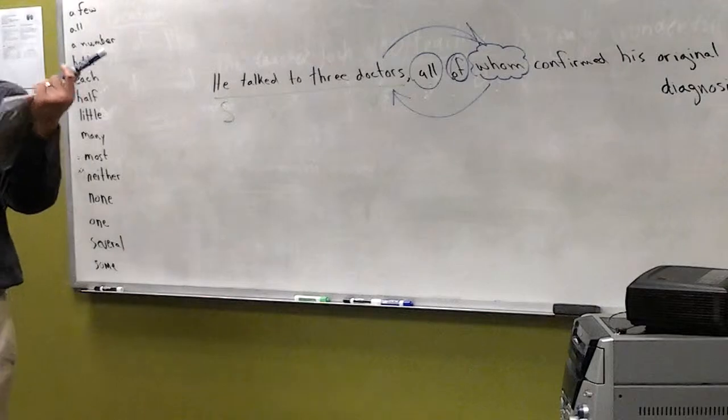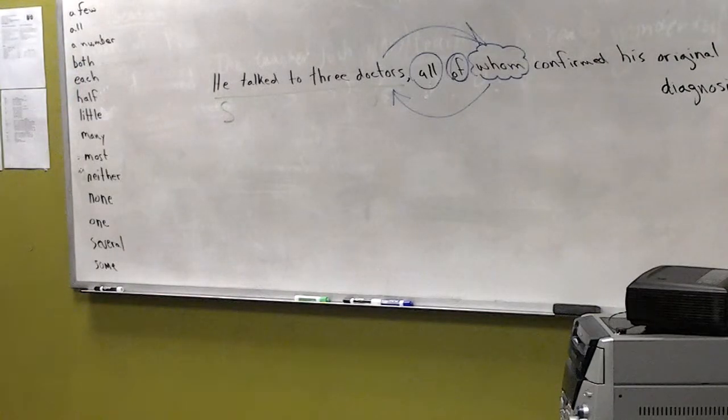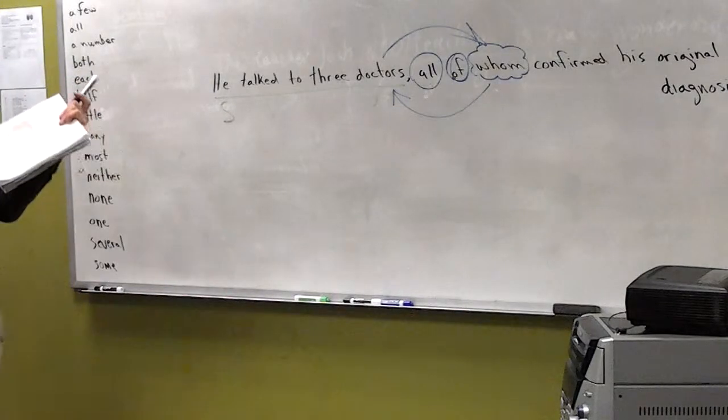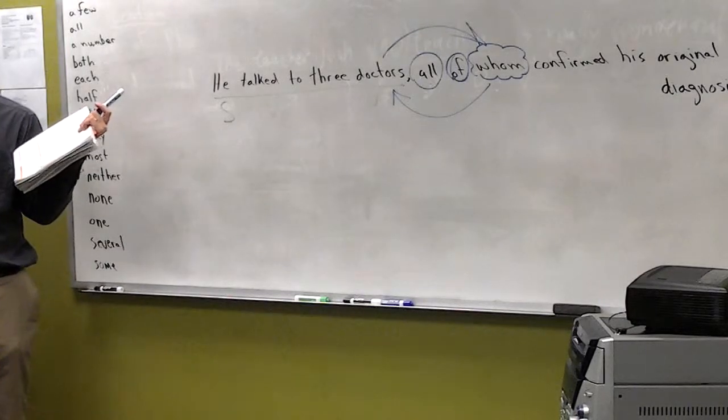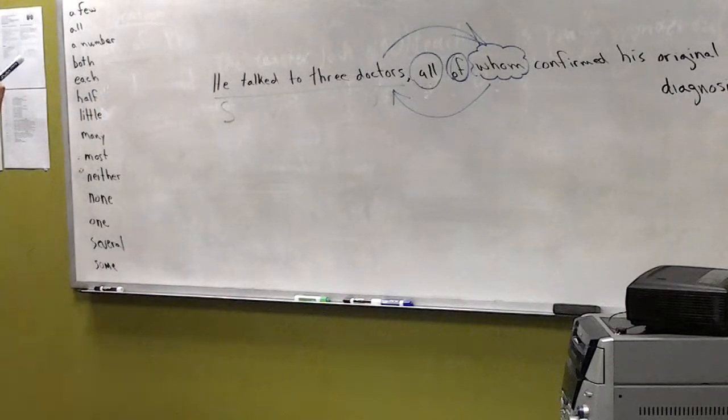Let's look at the examples. Will you read the second one? I can think of several possible explanations, none of which justifies their behavior. Good. So in that one, what quantifier do they use? None of. Good. And let's see, read the second one. The third one, I'm sorry.